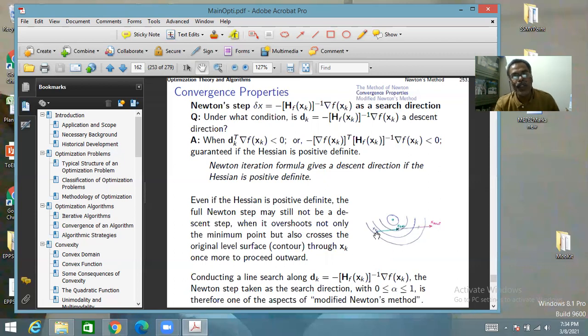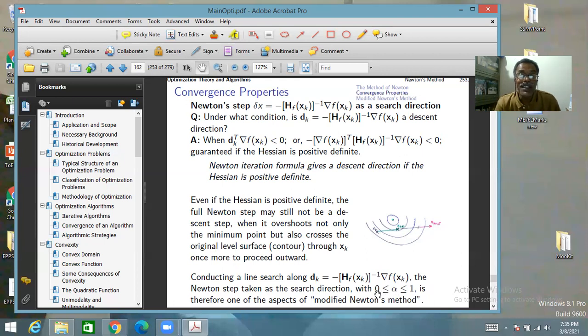So the full Newton step might give you such a big jump. But the remedy for that is easy. You take Newton's step as d, the search direction, and then conduct a line search with this. Alpha equal to 1 means the full Newton step. Alpha equal to 0 is where we are. In between, whatever is the minimum point, we will take that. So that is the line search we conduct.